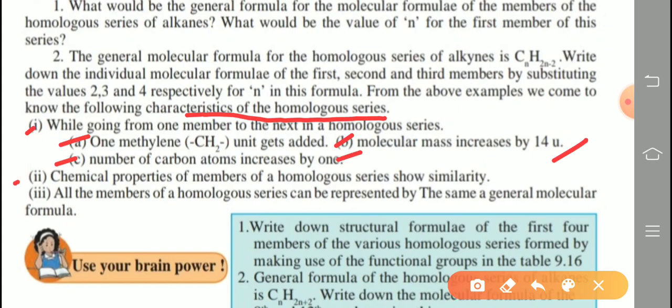Clear? Second characteristic, chemical properties of members of a homologous series show similarity. Chemical properties are the same because in a homologous series, all the compounds are formed by using the same general formula. Third characteristic, all the members of a homologous series can be represented by the same general molecular formula, and that's why it is called a homologous series, as we learned on the previous pages also in today's lecture.